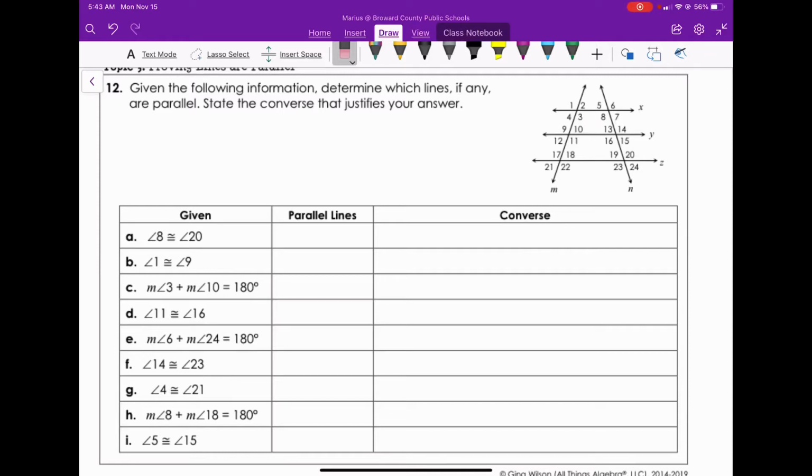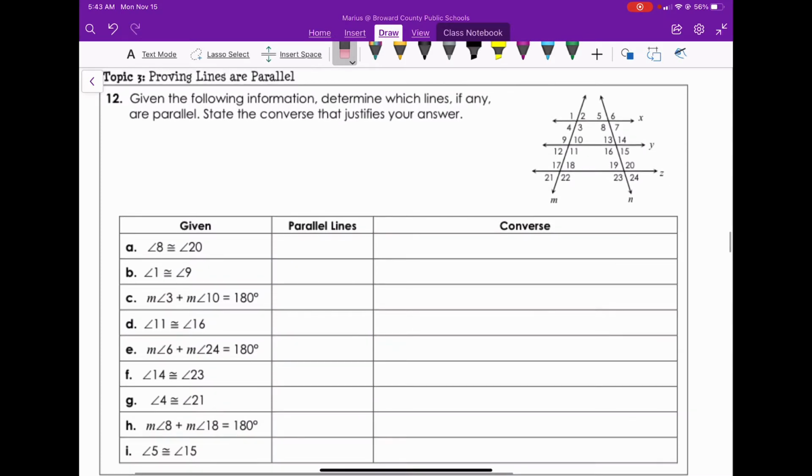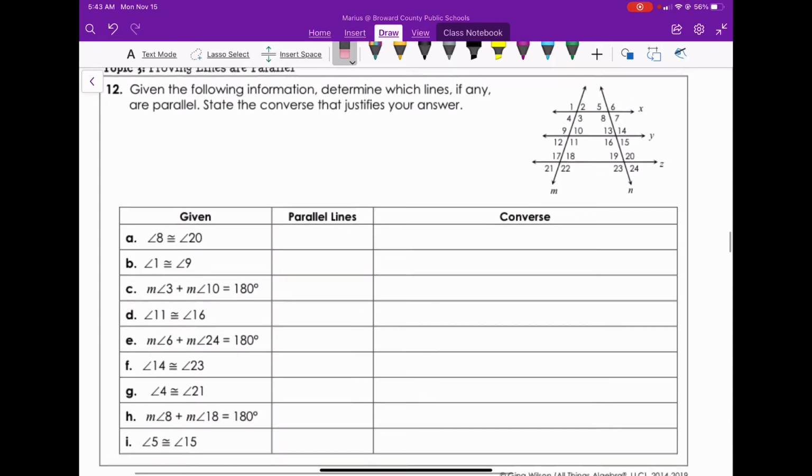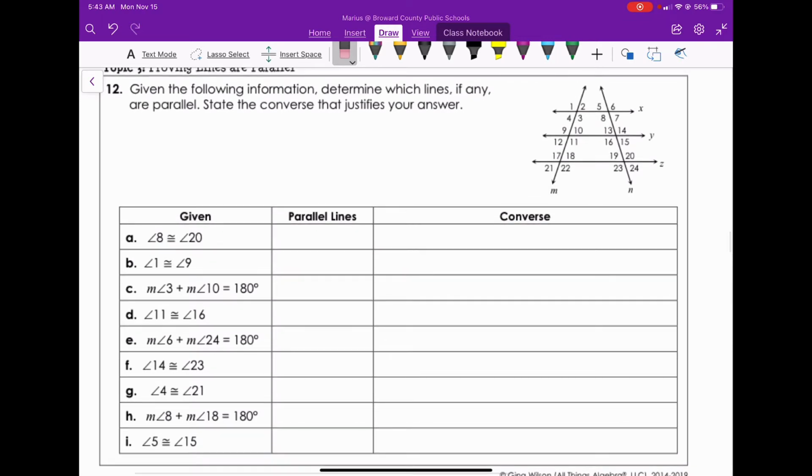Hello and welcome back. Today we're gonna talk about proving lines are parallel using parallel lines and transversals. We're gonna have to be able to identify angle relationships to identify which lines are parallel.